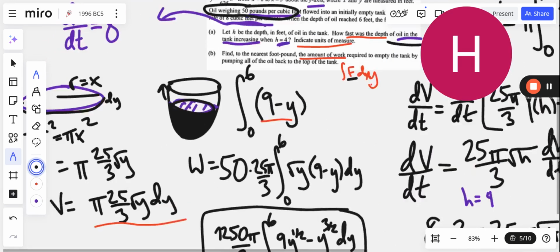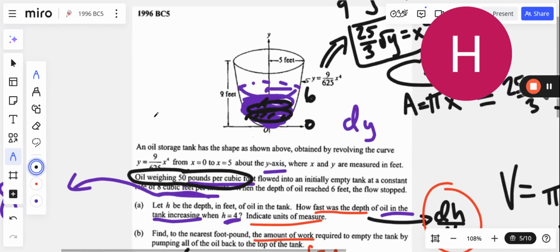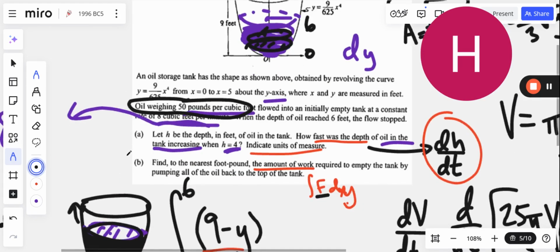All right, so that covers our exploration of this pretty tough related rates problem. It's related rates, but with integrals, and this work concept, which if you're in physics is a little more familiar. If you're not in physics, a little less familiar.